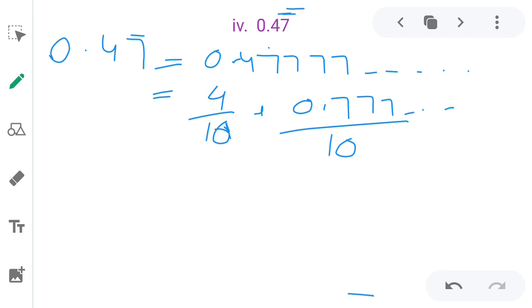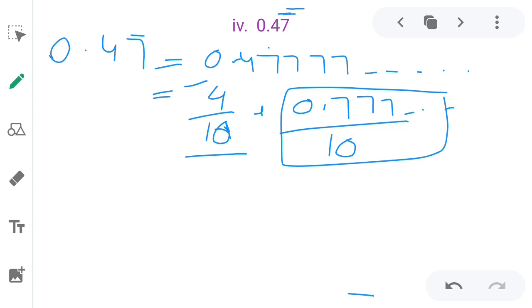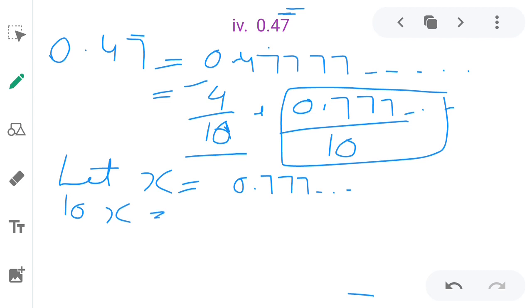So this is a simple fraction. No need to solve this. We have to solve only this part of the step. So see how to solve this. Again, we have to let x equals 0.777 and so on. 10x will be equal to 7.77, which can be written as 7 plus 0.77 and so on.